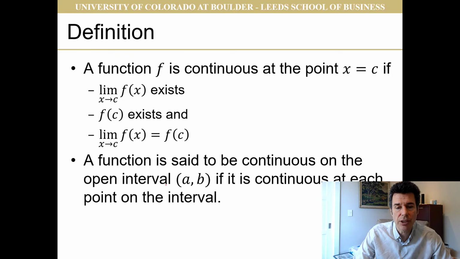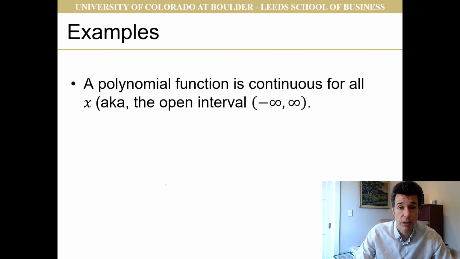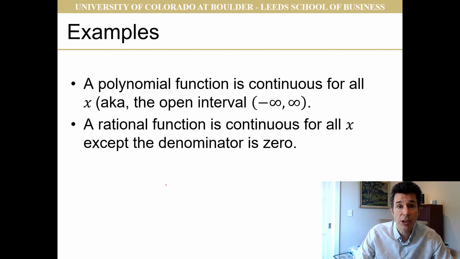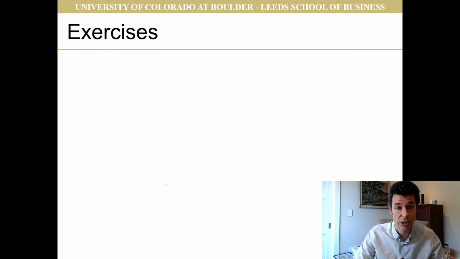Now, a function is said to be continuous on an open interval (a, b) if it is continuous at each point in the interval. So, for example, a polynomial function is continuous for all x, otherwise known as the open interval -∞ to infinity. A rational function is continuous for all x except if the denominator is 0. If the denominator is 0, we've already seen this, there's either a vertical asymptote or a hole in the function.